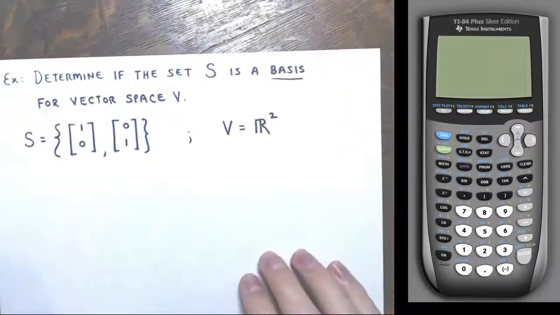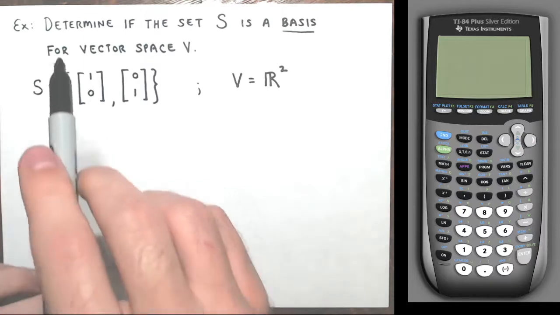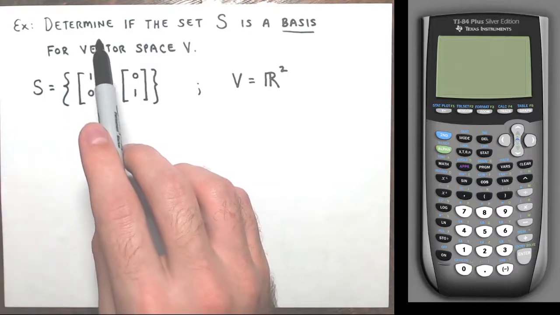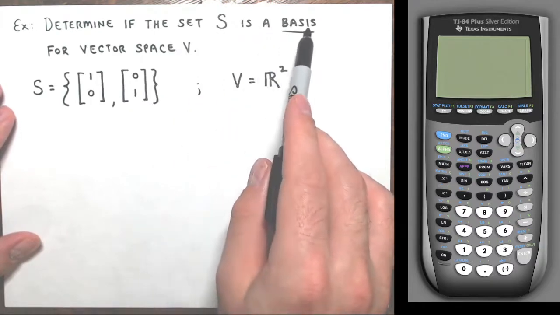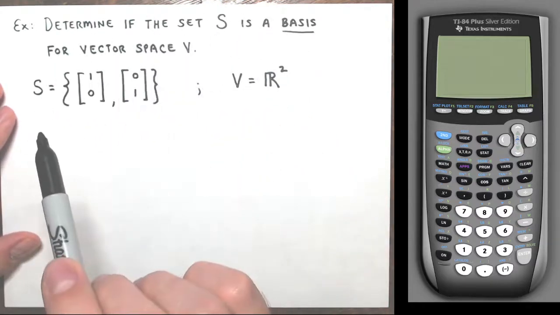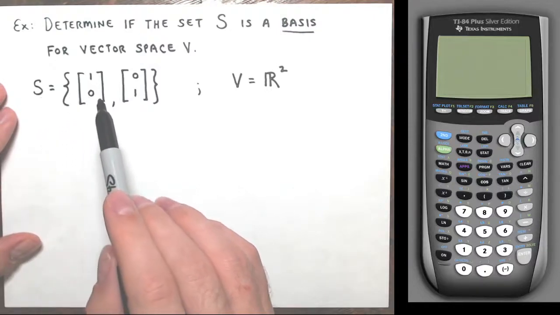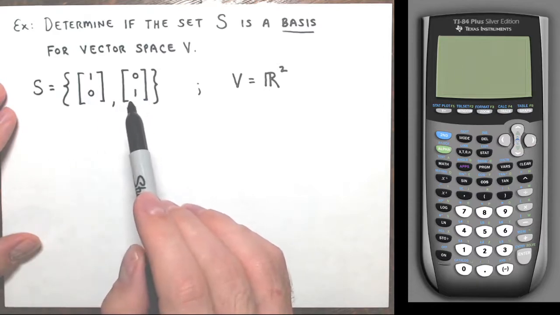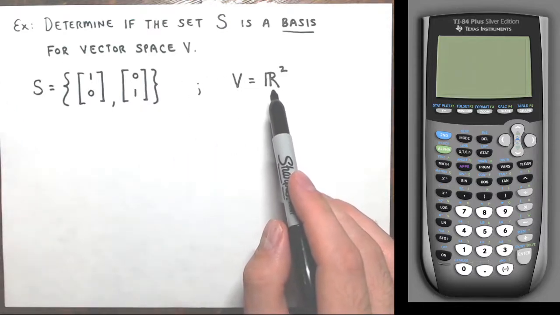So my first example, probably a simple one if you think about it. My instructions here, for this and for all the examples in the rest of this video, are simply to determine if the set S is a basis for vector space V. My set S here is made up of the vectors (1, 0) and (0, 1), and these are vectors from R2. We have a subset of R2 here. And the vector space V is R2, the two-dimensional Euclidean space.